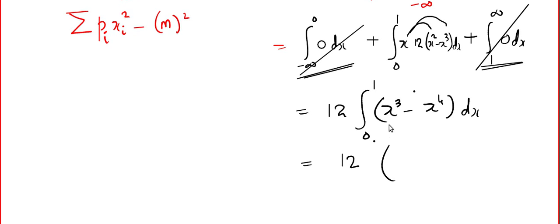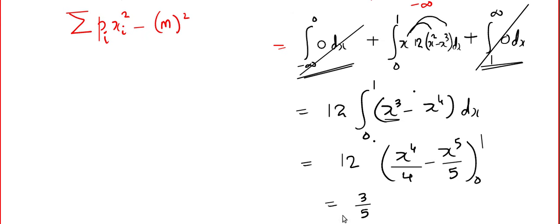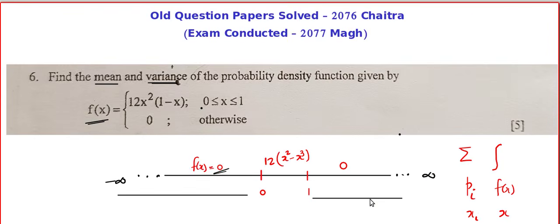So, 12 into x to the power 3 plus 1 by 3 plus 1, minus x to the power 4 plus 1 by 4 plus 1, from 0 to 1. You plug in the limits, you are going to get 3 by 5. So remember, expectation or arithmetic mean or average, whatever you call it, the value is 3 by 5. Now let's take a look at the question. What else do they want?